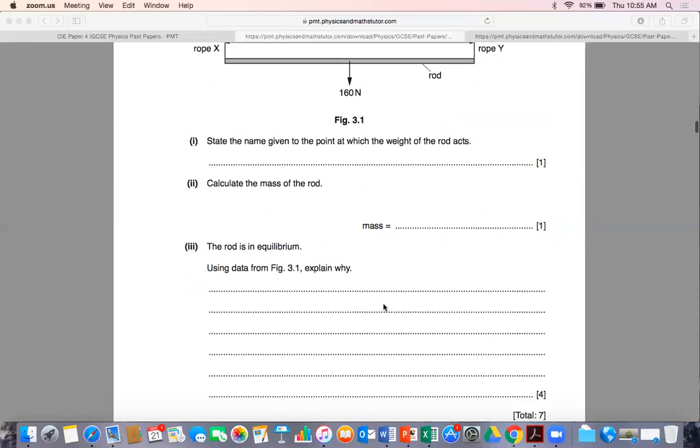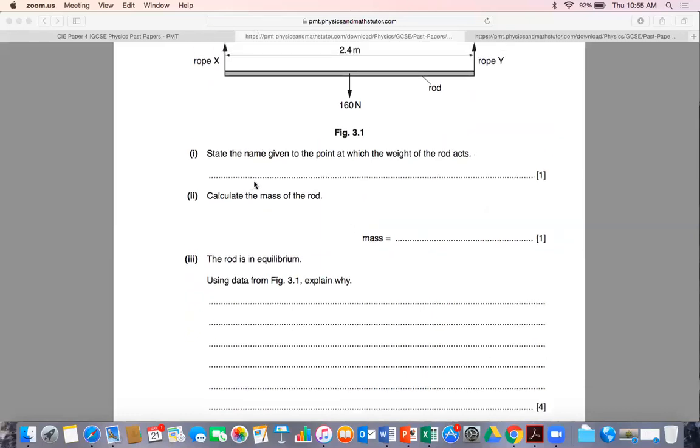Teacher, what is B1? Center of mass. Okay. Thank you, teacher.